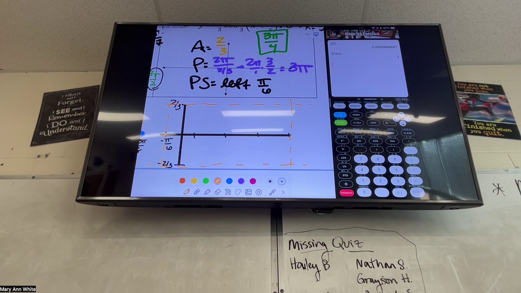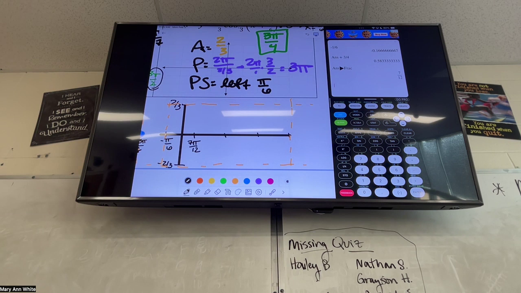Remember that the distance between the tick marks is period divided by 4. So it's 3 pi over 4 in this case. I'm going to take my negative 1/6. I'm going to add 3/4 to everything. Okay, so you got to start with negative 1/6, and I'm going to add 3 divided by 4. And that gives me 7 pi over 12.